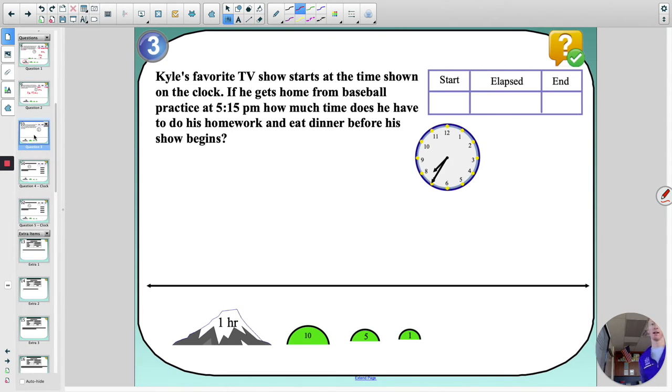It says, Kyle's favorite TV show starts at the time shown on the clock. If he gets home from baseball practice at 5:15 p.m., how much time does he have to do his homework and eat dinner before his show begins? So 5:15 is the start time. And it says that his show starts at the time shown on the clock. So we have right here, it's pointing, this is 7:35.